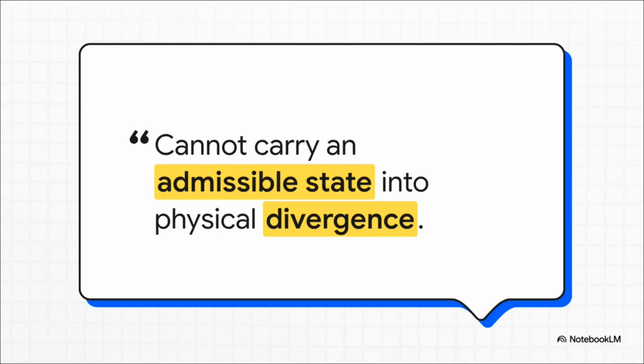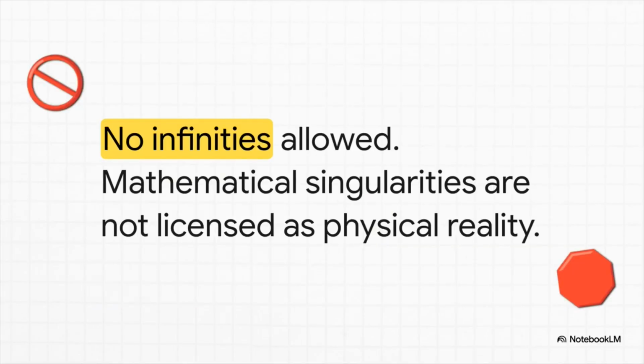UGM achieves this through absolute rules. Just listen to Axiom 3. Every physically realized finite evolution preserves the admissible state domain and cannot carry an admissible state into physical divergence. In the physics world, that is a total mic drop. It essentially says a physical system literally cannot spiral into infinity. The simple translation here, no infinities allowed. If your math produces a singularity, UGM says your math has lost the plot, not that the universe has a bottomless pit in it. It's a hard boundary.